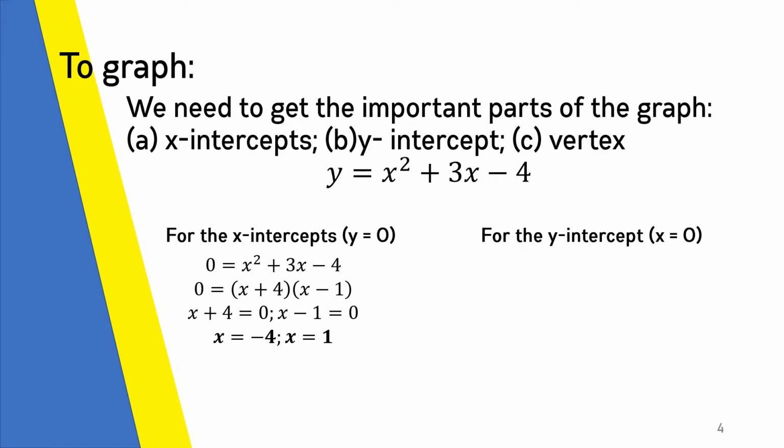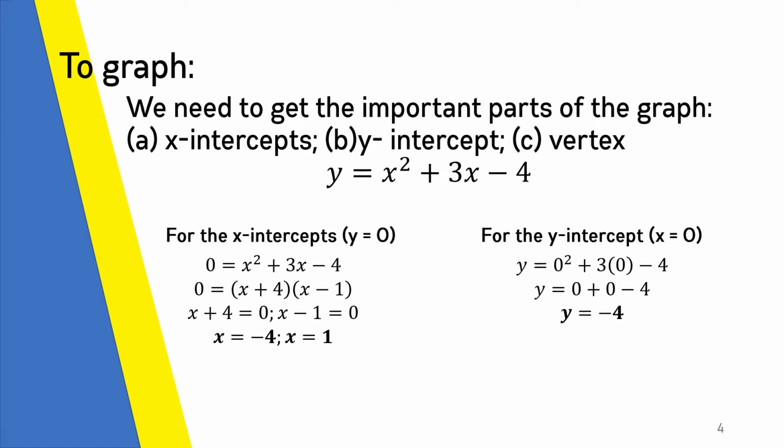For the y-intercept, since it is lying on the y-axis, the value of x will be 0. So let's substitute 0 in the function. So y is equal to 0 squared plus 3 times 0 minus 4. So 0 squared is 0, 3 times 0 is 0, and then it will be subtracted by 4. So 0 plus 0 minus 4 will give you negative 4. So the y-intercept is y is equal to negative 4.